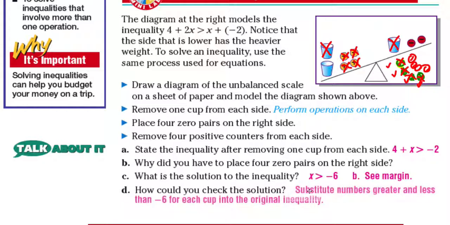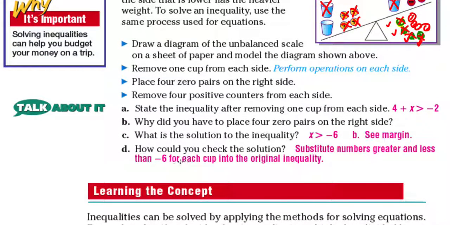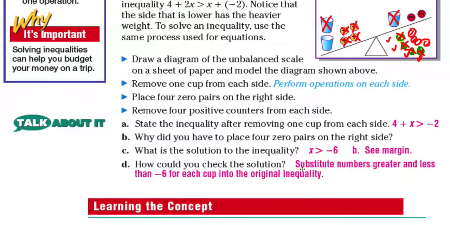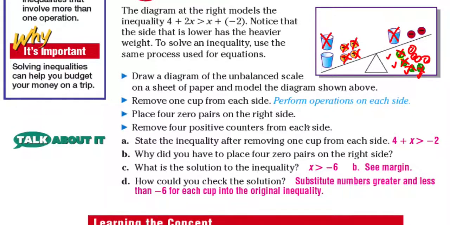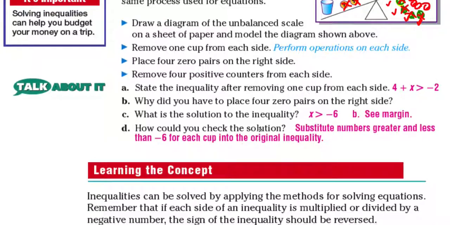Okay, so how could you check the solution? You basically substitute numbers greater than and less than negative 6 into the original inequality. What it's saying is this: to check if our answer works or not, find a value greater than negative 6 and substitute it back into the original inequality and see if it's true or not. If it's true, our answer is correct.